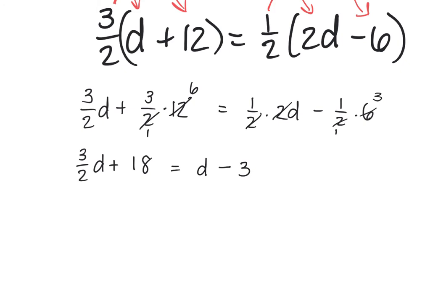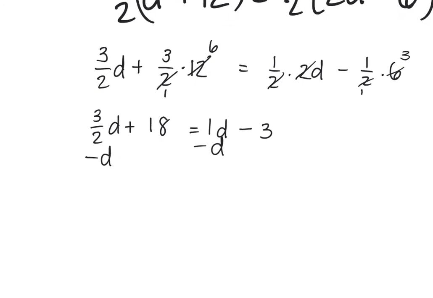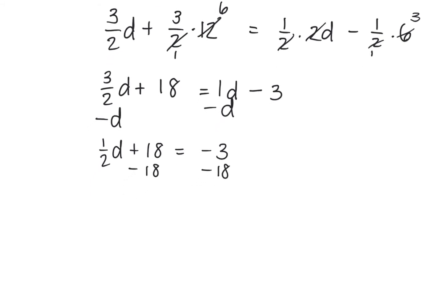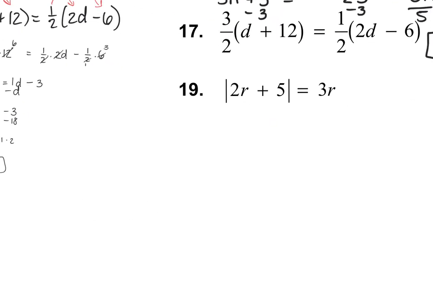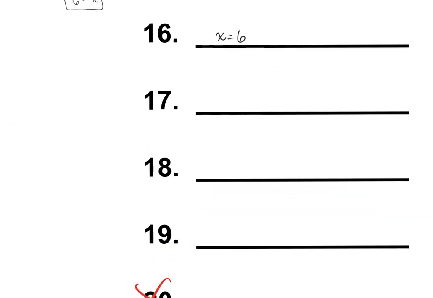From here, guys, which one's bigger, 3 over 2d or regular d? Remember, there's a 1 in front of this d. I'm going to subtract the d from both sides, and we're going to get 1 over 2d plus 18 equals negative 3. Subtract 18 from both sides. These are going to cancel. We're going to get 1 over 2d equals negative 21. Multiply both sides by 2. d is going to be negative 42. So 17 is negative 42.